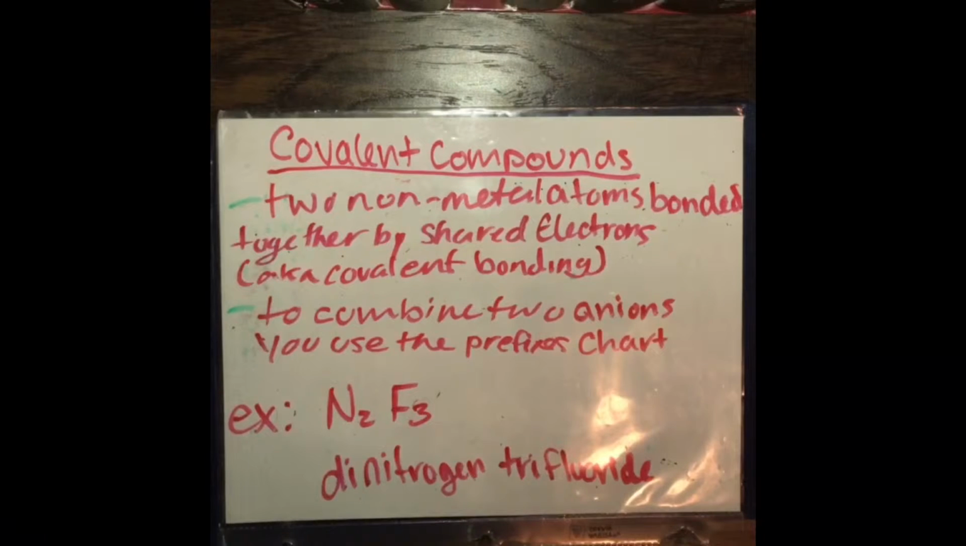To combine two anions, you use the prefixes chart, like di, which means two, and tri, which means three. For example, we have 2 nitrogen and 3 fluoride. Therefore, it would be dinitrogen trifluoride.